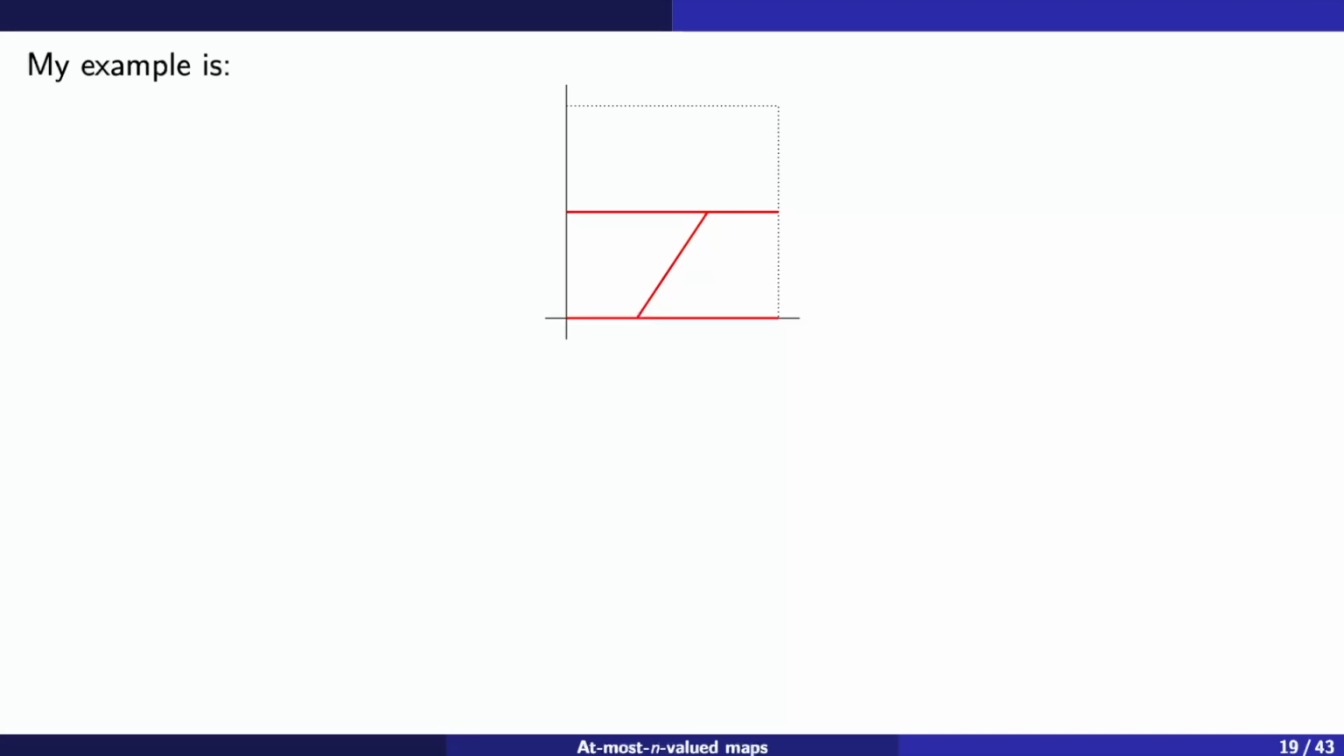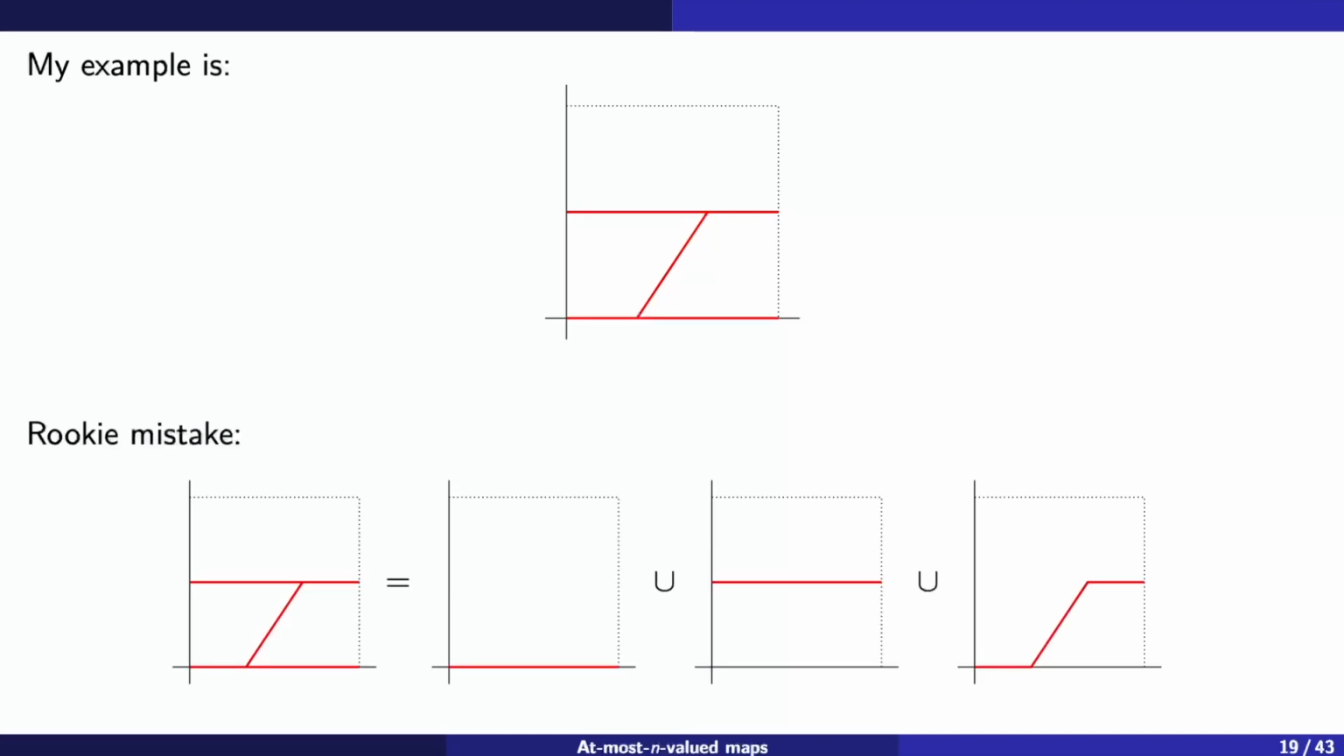Does anybody think you can write that as a union of... No. We have the line across the top, the line across the bottom, and this kind of diagonal thing. Now, the diagonal thing doesn't exist just as that diagonal part, but you could take, say, the bottom bit, and then the diagonal, and then the top bit, right? This is what I refer to as the rookie mistake.